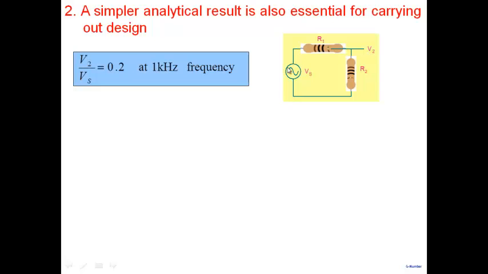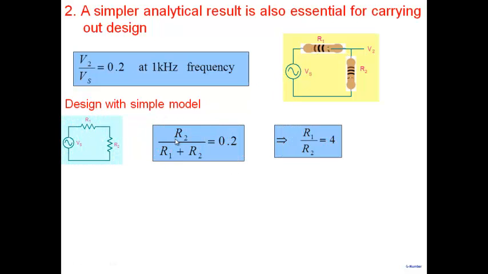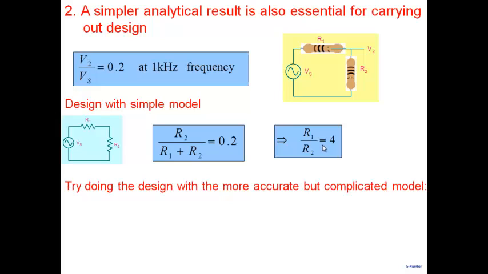Somebody says, I'm interested in V2 by Vs. He's going to apply a 1 kilohertz sinusoid. Interested in V2 by Vs equal to 0.2 and says, find suitable values of R1 and R2. So if I use a simple model, the simple representation is nothing but R1, R2. It's a voltage divider. R2 by R1 plus R2 is 0.2. From there we get R1 by R2 equal to 4. And we can choose R2 equal to 1K, R1 equal to 4K, and my design is complete. Right? So design is very easy to do.